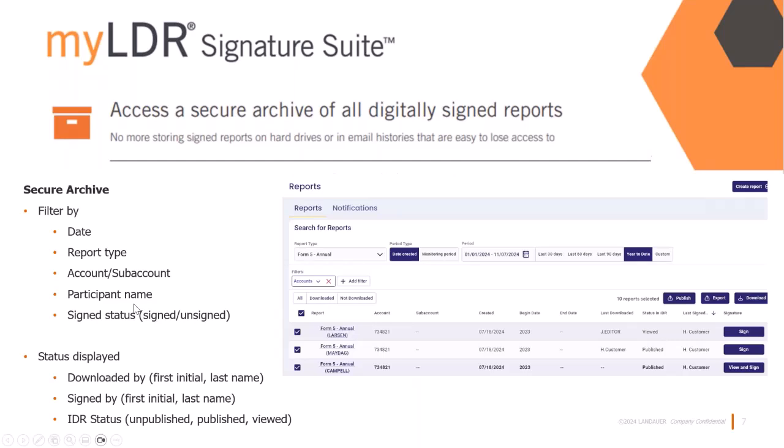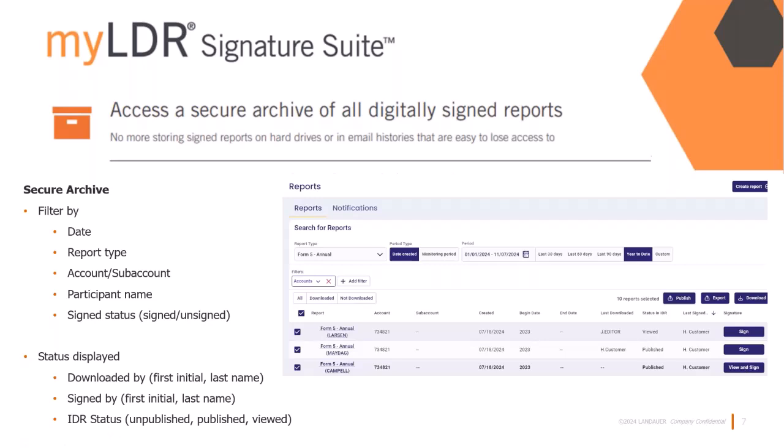Now, archiving these reports is done directly in the reports section, just like it is today. But what we're enabling, you have the ability to filter. So you can filter by the date, the report type, sub-account, even a participant name, whether or not they've been signed or unsigned. And we're now showing additional status information. So you'll be able to see, was this downloaded and who downloaded it? Was it signed? And then also, what is the IDR status?